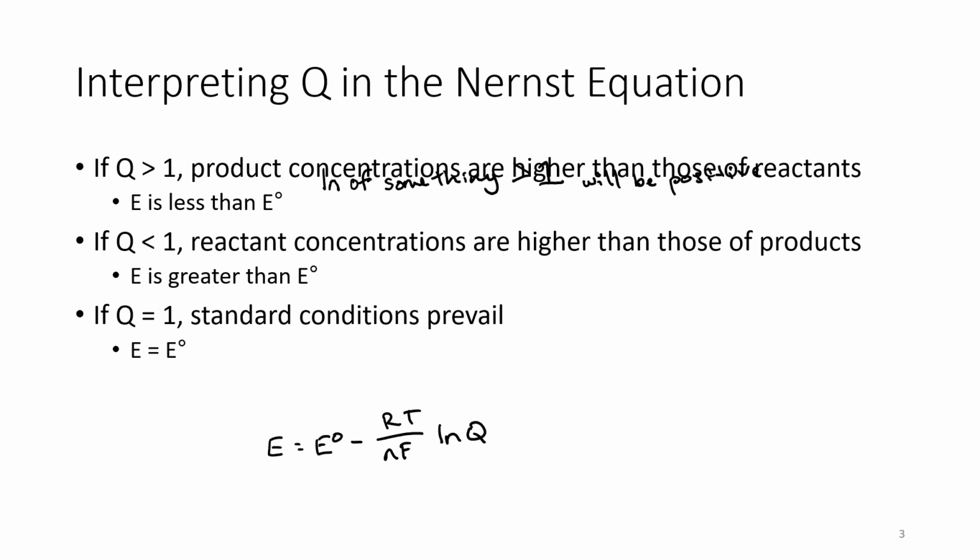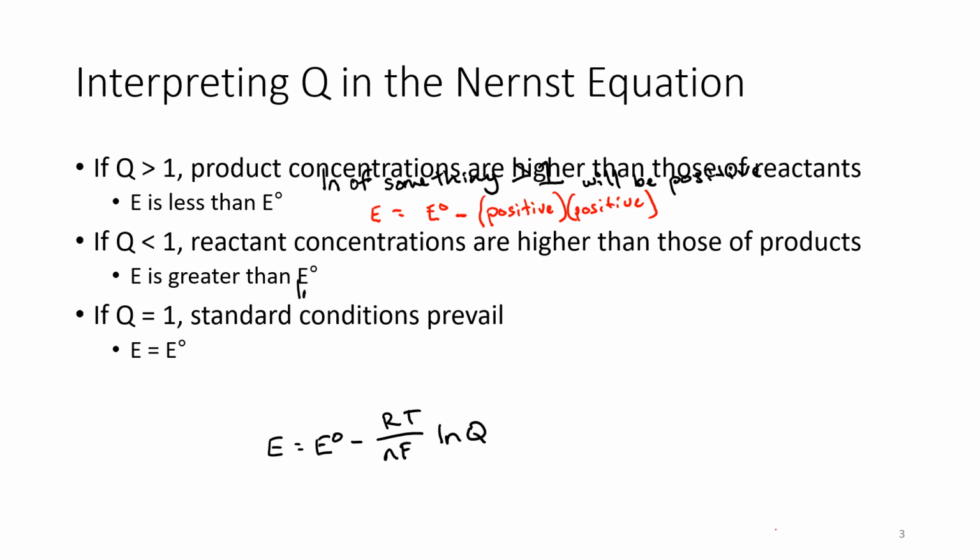What that's going to tell us then is that we have E naught minus RT over NF, which has to be a positive value. R is a positive constant. T is in Kelvin, it has to be positive. N is positive. Faraday's constant is a positive constant. Times something positive means that E is going to have to be smaller than E naught.